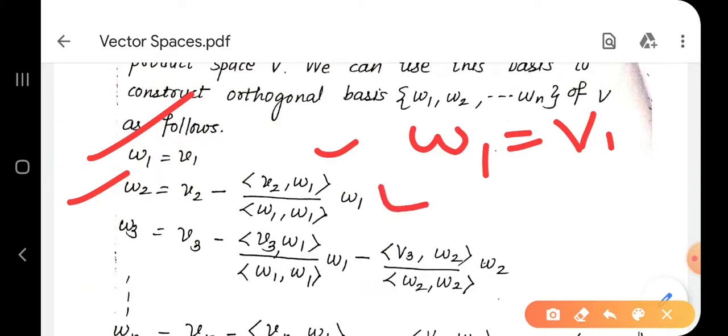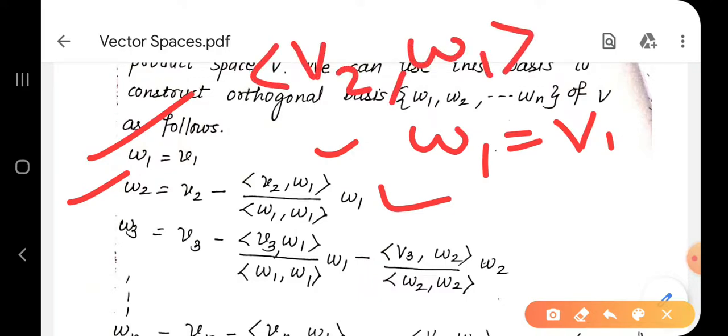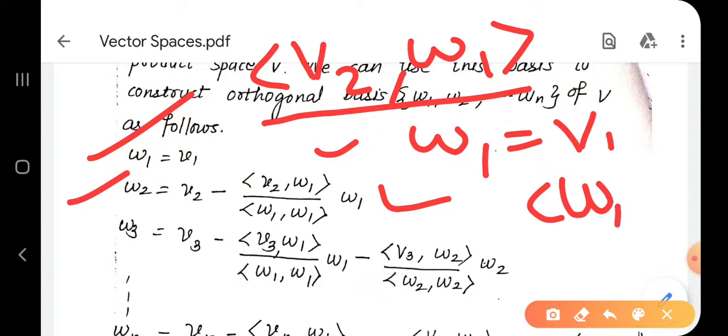You need to understand this. The inner product of v2 with w1, then we divide by the norm of w1, meaning the inner product of w1 with w1. It is just like the norm, but in the norm a square root is there. We are avoiding the square root here. Inner product of w1 with w1, and you multiply by w1.